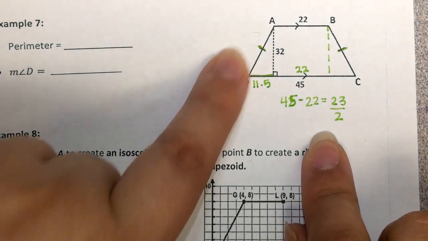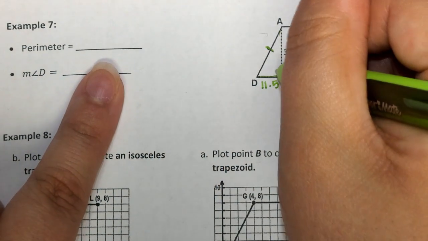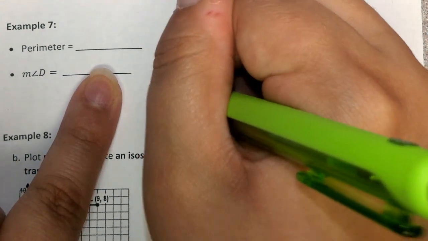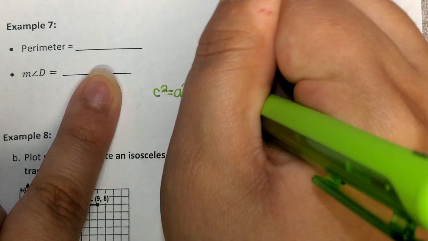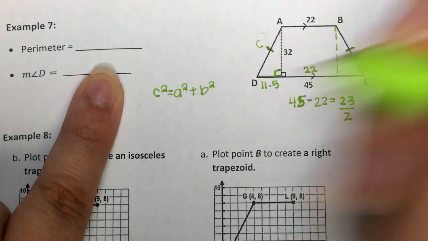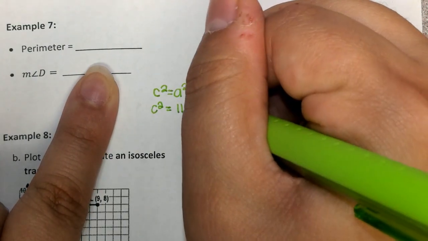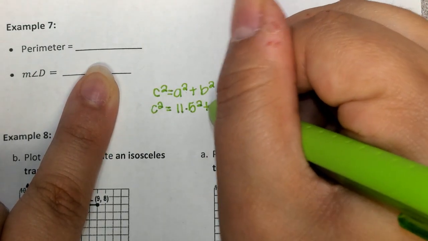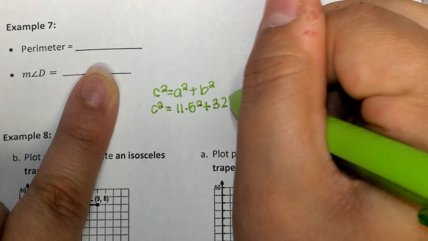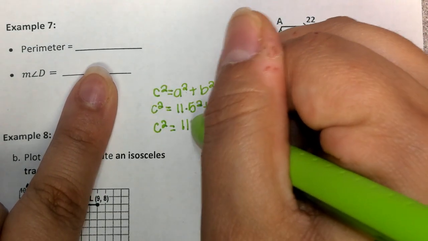How do I find AD? Pythagorean theorem. So I'm going to do C squared equals A squared plus B squared. What am I looking for? The hypotenuse, the C. Your answer is going to be a decimal. Because we have 11.5 in there, there's no way you're going to be able to give me an exact answer. Did y'all get 1156.25?